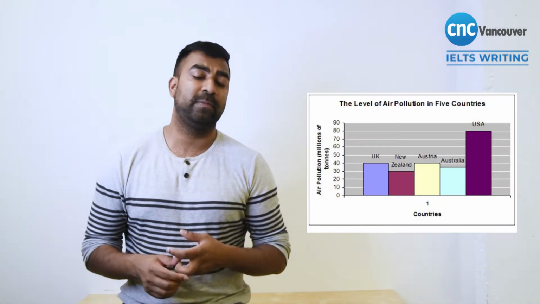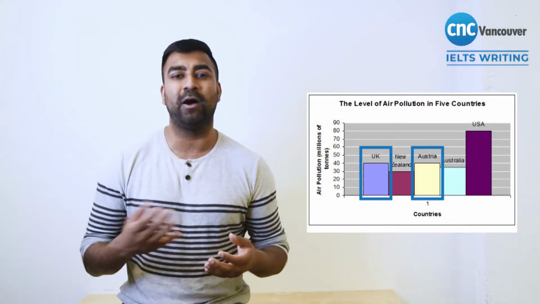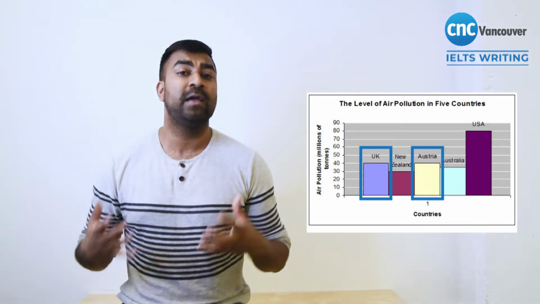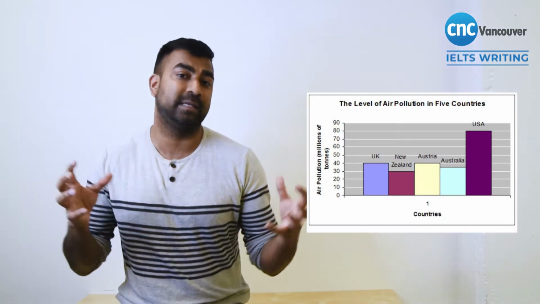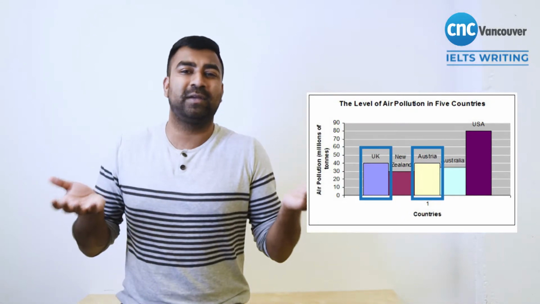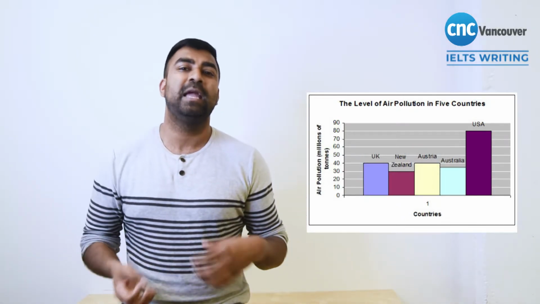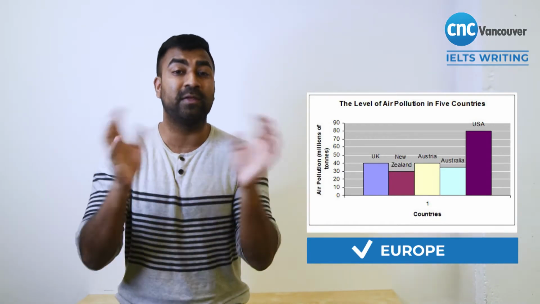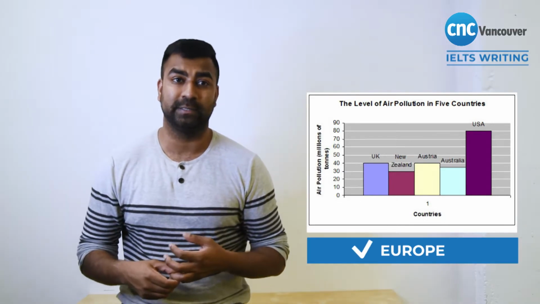The first comparison we made compared the UK and Austria, but we don't always have to do one-on-one comparisons. In fact, we can group some ideas together. Let's look at the UK and Austria. What did these 2 countries have in common? If you said that they are both European countries, you're correct. We can group them together as European countries.